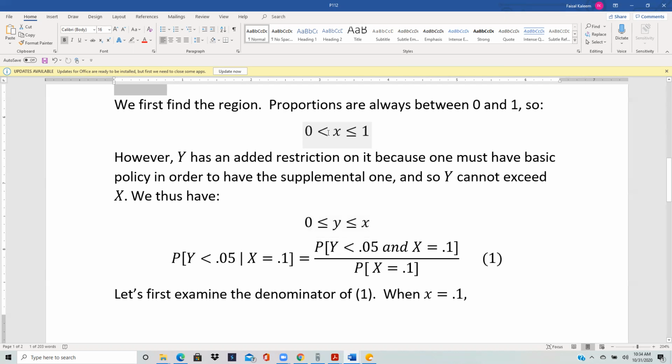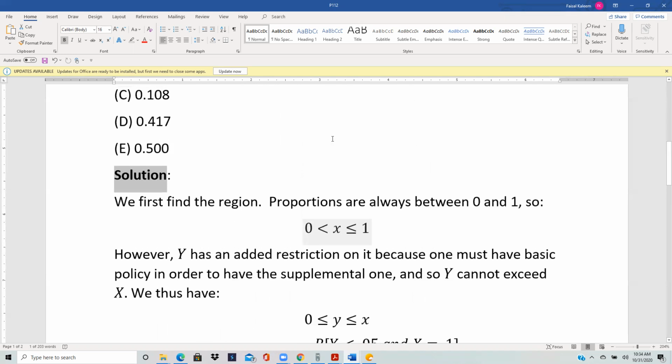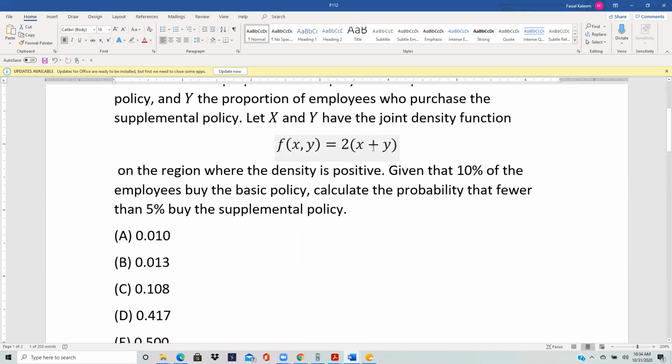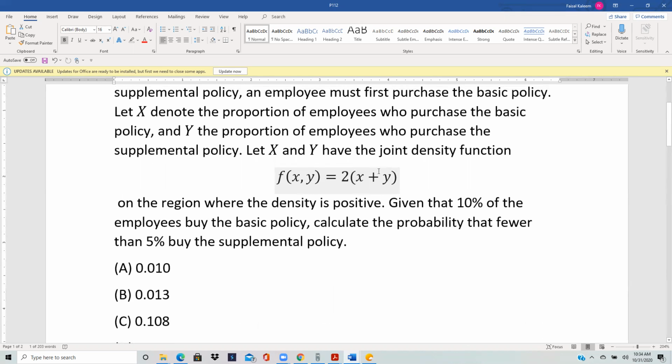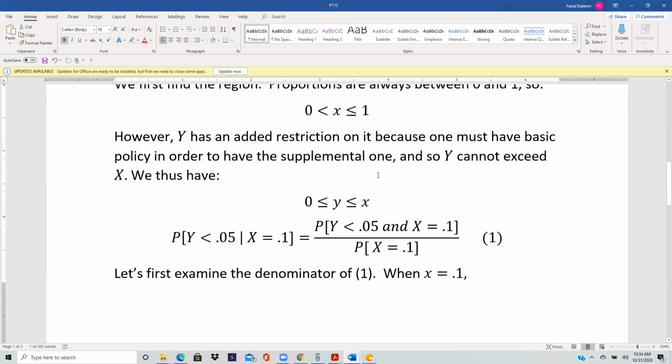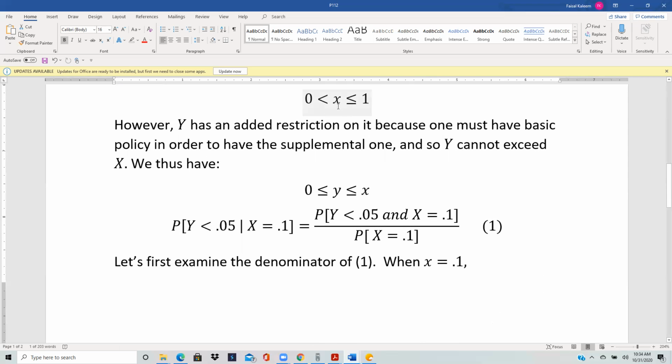Note that here I had X strictly greater than 0. Not that it makes any difference in calculations, but just from a mathematical point of view, since we want the density to be positive, if X were to be 0, then Y is automatically forced to be 0 because no basic means no supplemental. And so both X and Y being 0 means density will be 0. We are looking for where the density is positive. So that's why X needs to be positive. Y can be 0 because it's possible that no one buys the supplemental.